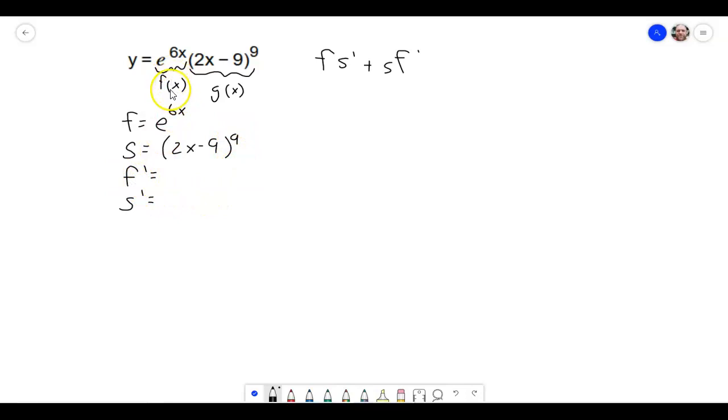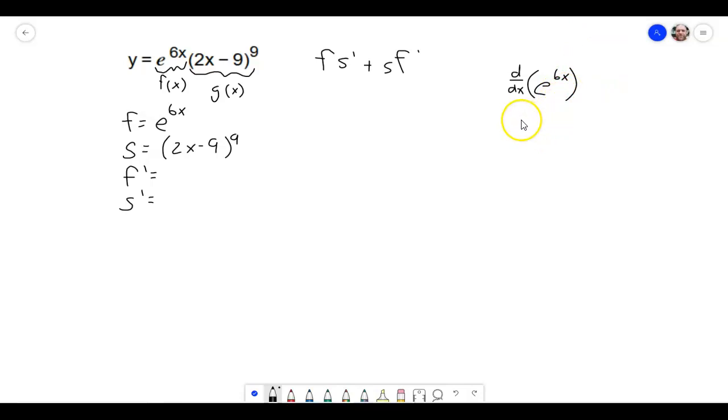The derivative of the first function, I'll do that off to the side. So we want to find the derivative with respect to x of e to the 6x. And here we're going to apply the chain rule. Remember, the chain rule is most often used with e functions, trig functions, and binomials or trinomials that are raised to a power. That's where we need to really think about the chain rule.